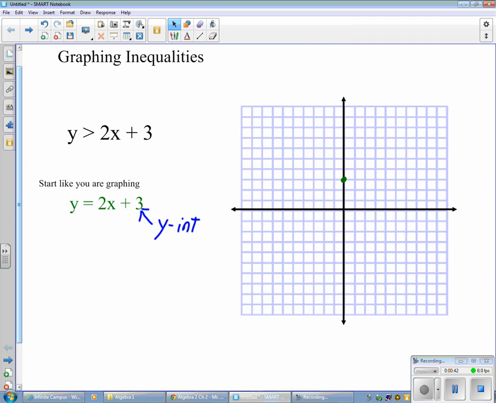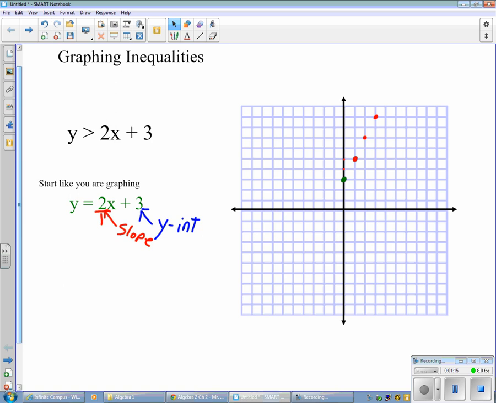Then, this number is my slope. And if it's a whole number, treat it over 1. So rise over run. Rise 2 from my original point, 1, 2, run 1. There's my next point. Rise 2, run 1. So we now have enough points on the graph to see where our line is going to be.